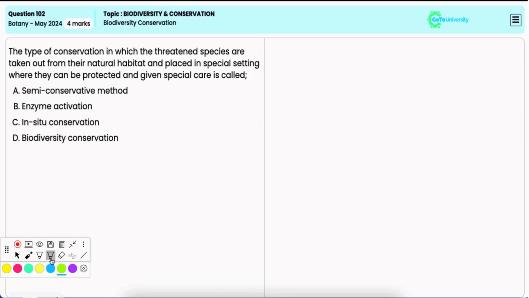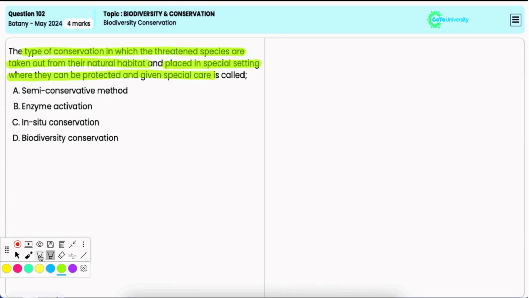In this question, you have to identify the type of conservation in which the threatened species are taken out from their natural habitat and placed in special setting where they can be protected and given special care.